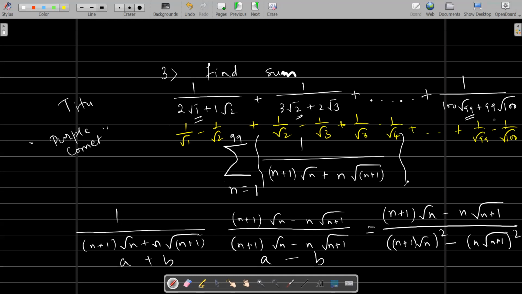And now you see, this is called a telescopic sum. Alternately, you get plus and minus signs. So minus 1 by root 2 plus 1 by root 2, minus 1 by root 3 plus 1 by root 3, minus 1 by root 4 plus 1 by root 4, and so on up till the end. Everything will cancel. So essentially what I get is the first term minus the last term. The first term is 1 by root 1, that is 1, minus the last term, 1 by root 100, so 1 by 10. So my answer is 9 by 10.